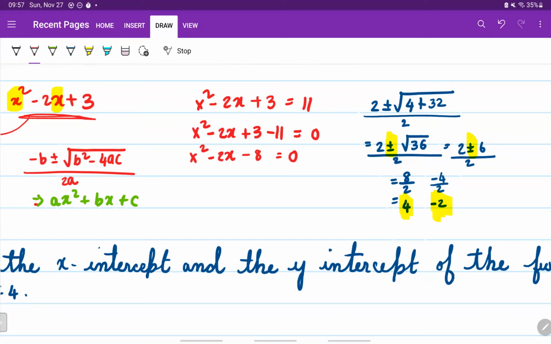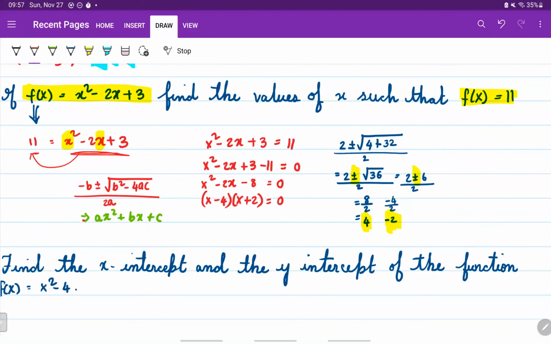So you would write this as x minus 4 and x plus 2 equals 0. So our x values are 4 and negative 2. So our answer is 4 and negative 2.